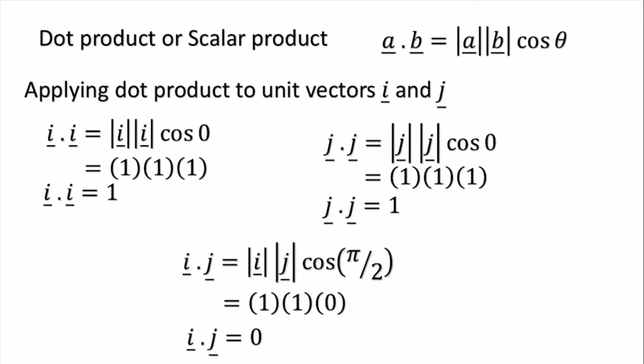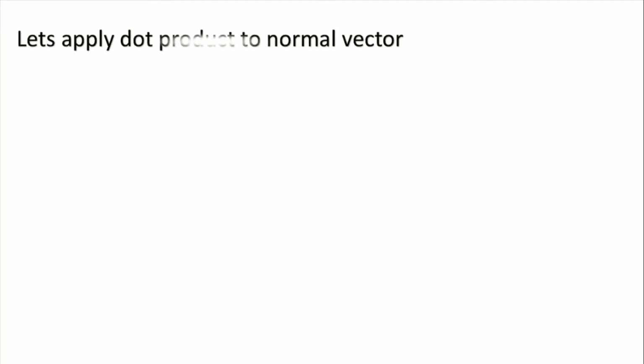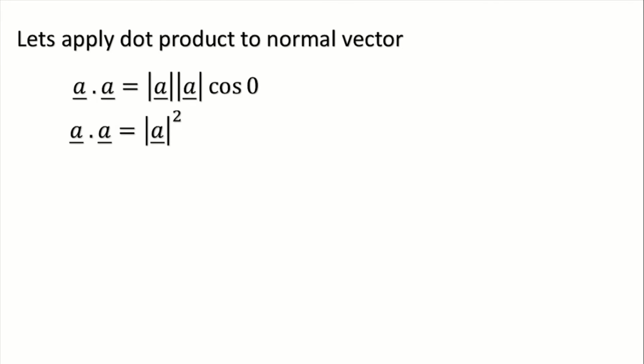And finally, I am going to show you how to apply the dot product to a general vector. Here I take a vector A, which is a non-zero vector, and this is not a unit vector. It has some value. So I can write vector A dot vector A equals modulus A times modulus A times cos of the angle. We know that we can't measure an angle for the same vector, so the angle is 0. So cos 0 is 1, and I can write vector A dot vector A equals modulus A squared.